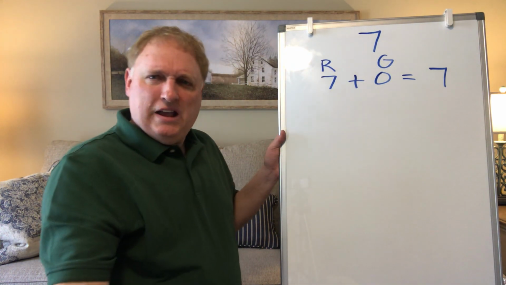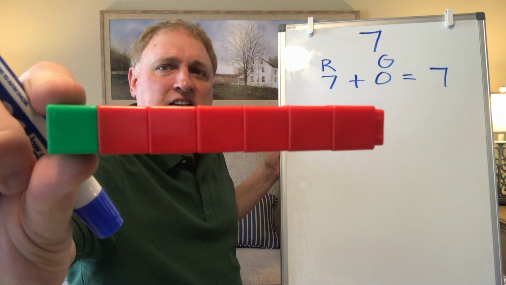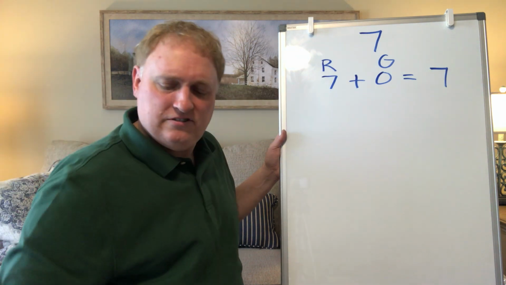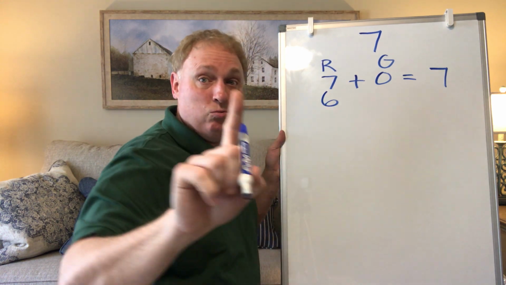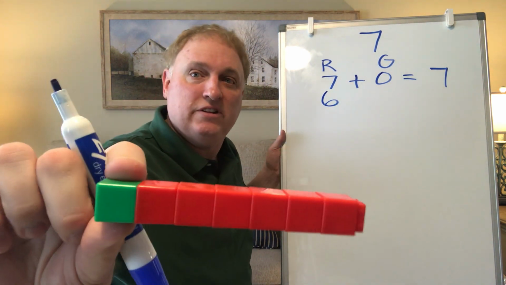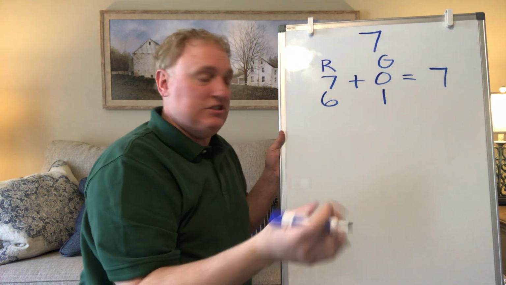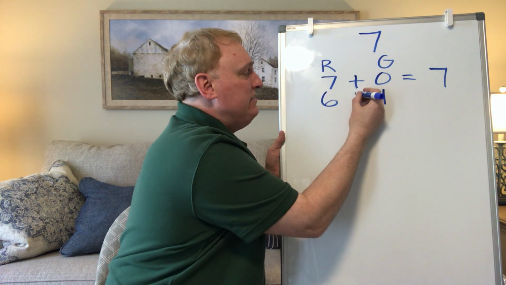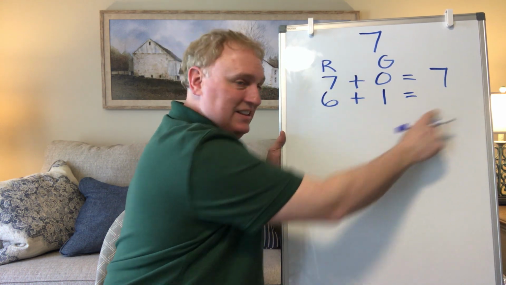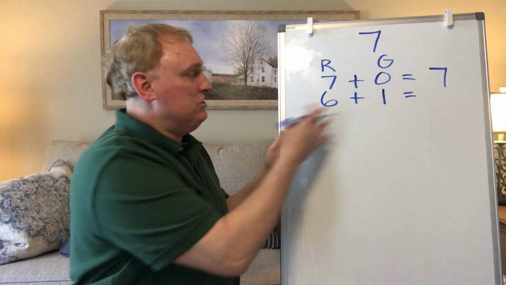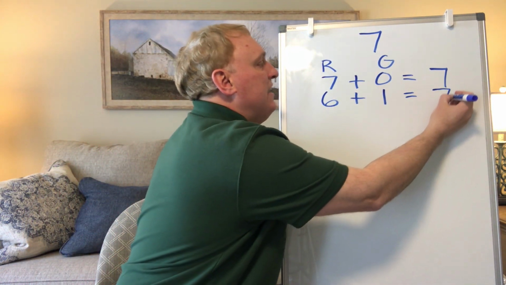How many red did you see there? Did you see 6? I see 6. And how many green did you see, boys and girls? Did you see 1? Where my hands were holding, right there, you see that? 1. Let's make our addition number sentence. 6 and 1 are our addends. We're going to put a plus sign and an equal sign so we can make an addition sentence. 6 plus 1 equals 7, because these are ways to make 7.